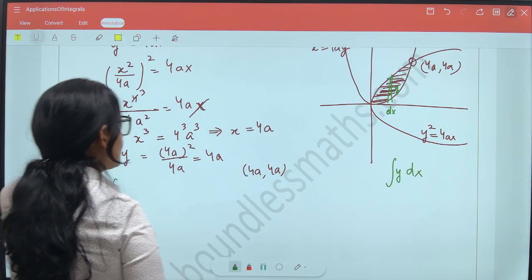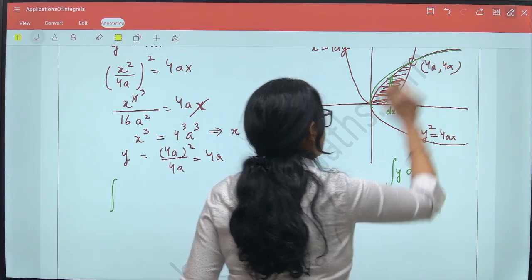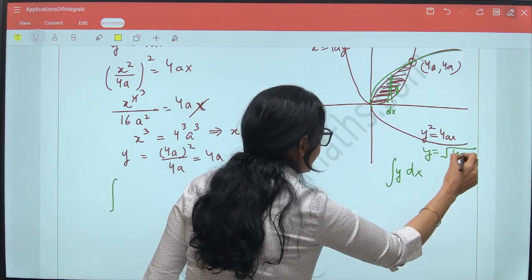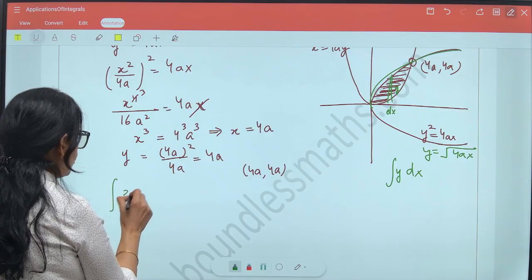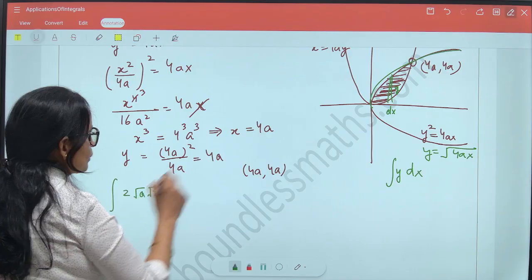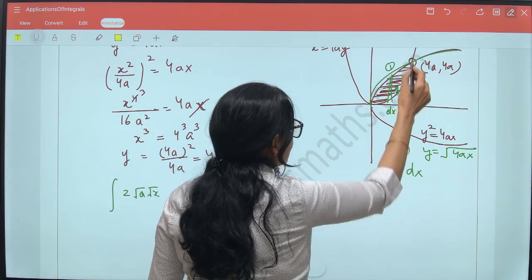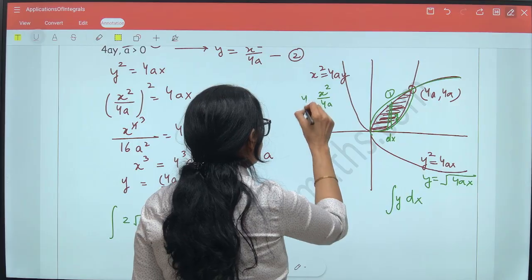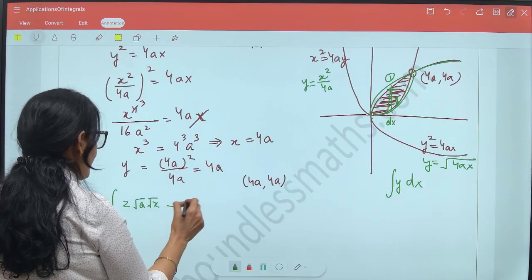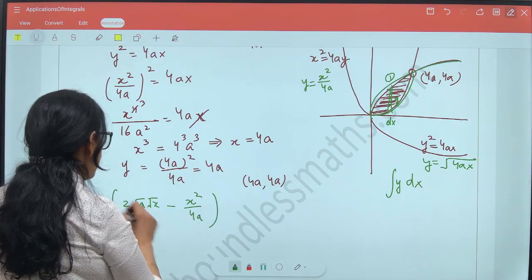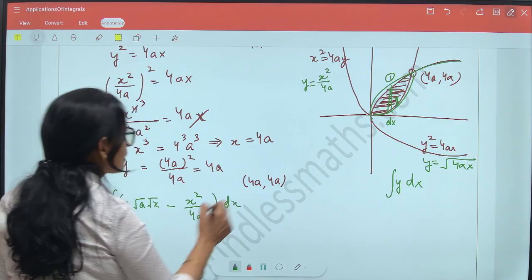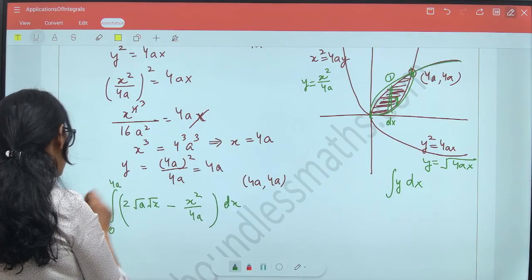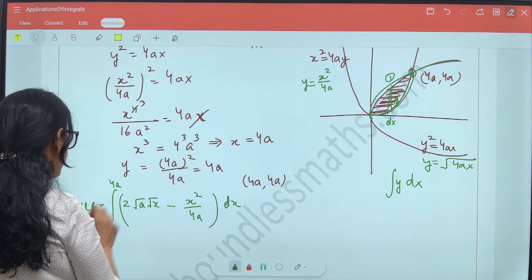So write both the equations using this. The first parabola, this one will come first because it is on the upper side. So y is square root of 4ax, and that can be written as 2 square root a square root x. This is the equation of the first parabola. The second one, in terms of y, is going to be x square upon 4a. So I need to subtract x square upon 4a and integrate all this with respect to x using the limits 0 to 4a. So this is the required expression for the area.